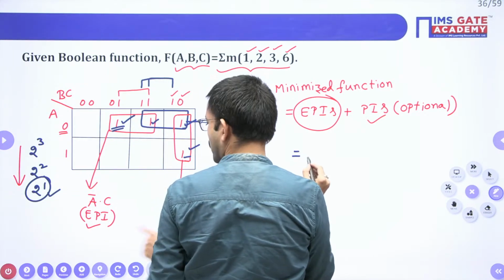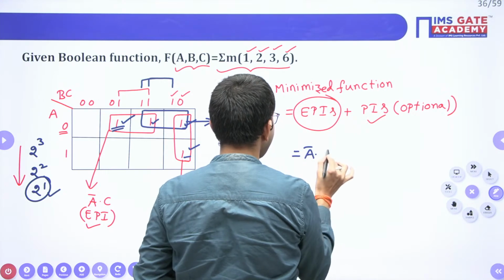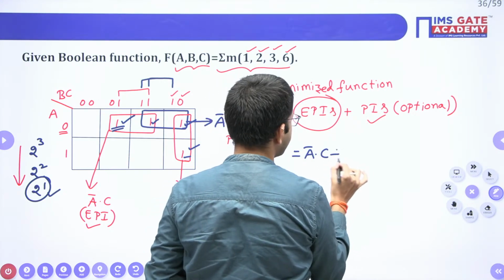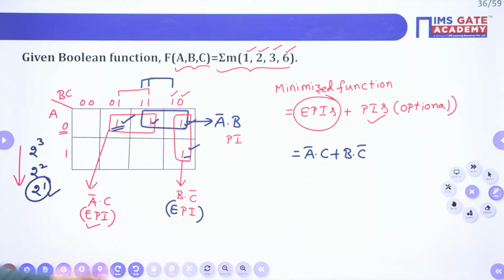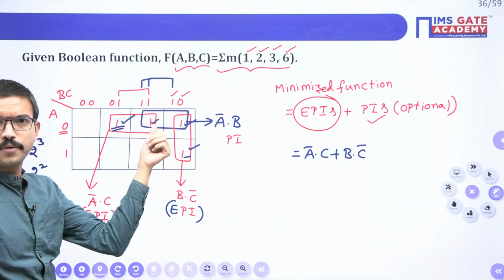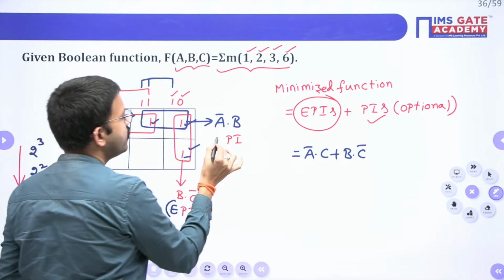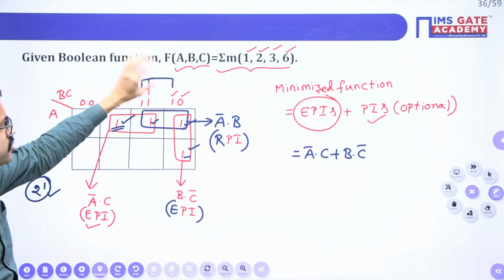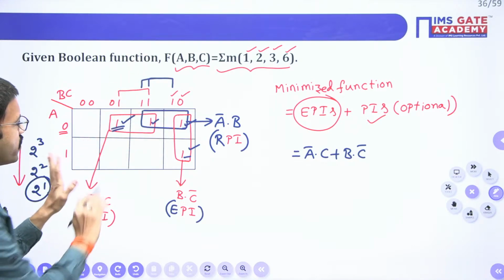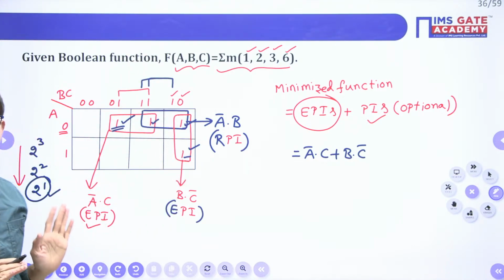So the answer for this question is A bar C plus B into C bar. A bar C plus B into C bar. This particular grouping is not required, so in that case we will call this one a redundant prime implicant. Even if you remove this particular grouping, you will get the same functionality.